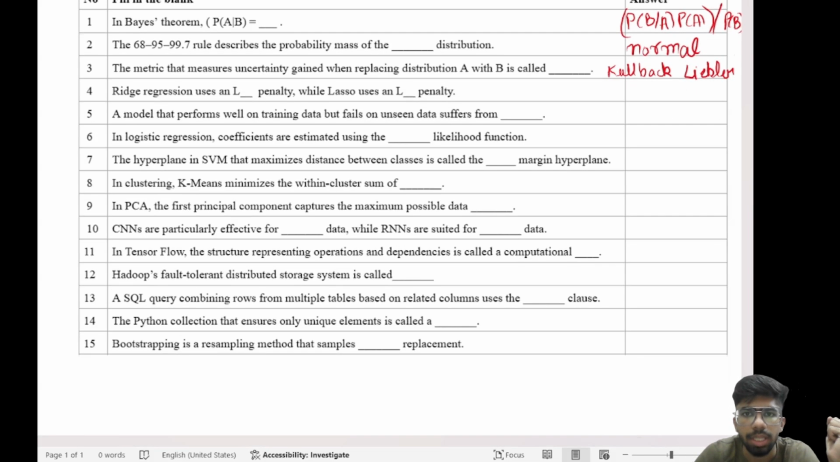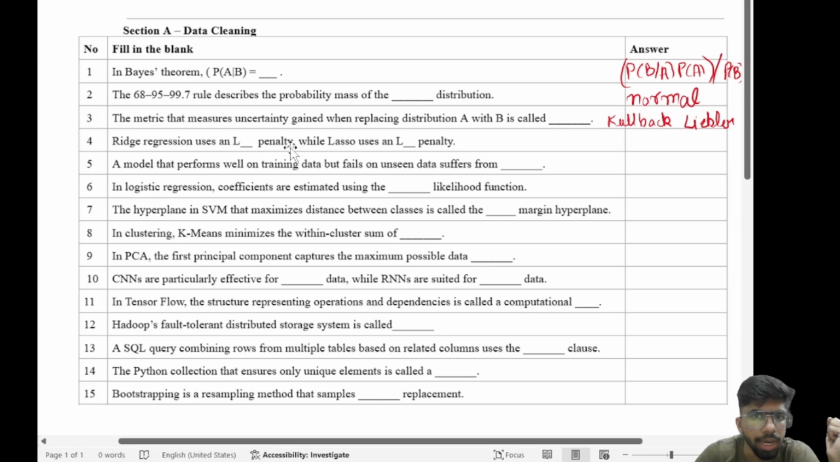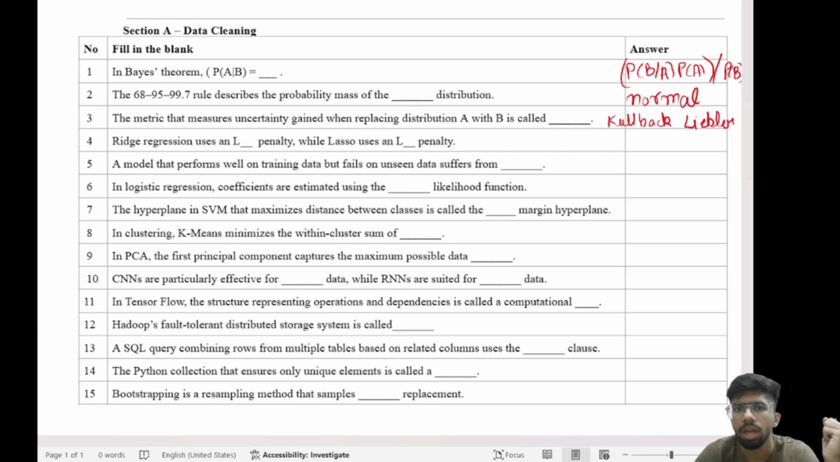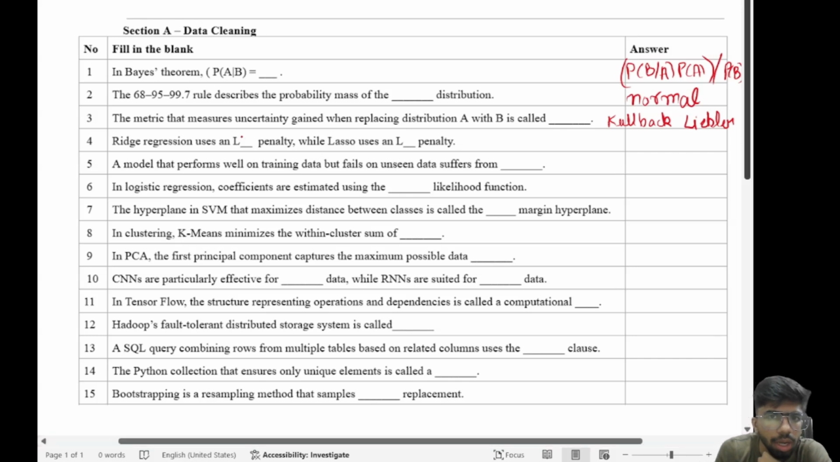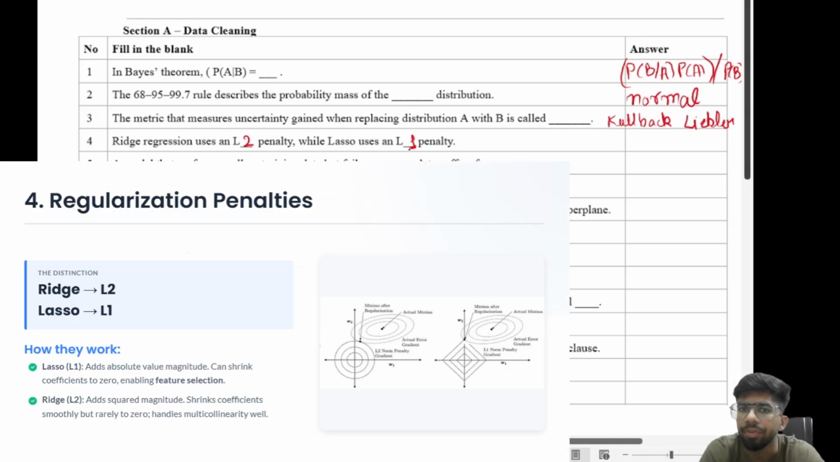Ridge regression uses an L dash penalty, while lasso uses an L dash penalty. The answers are L2 and L1. L2 penalty, that is ridge regression, shrinks the coefficients by minimizing the sum of their squares. It keeps all the features but makes their weights smaller. It works well when most features are relevant.